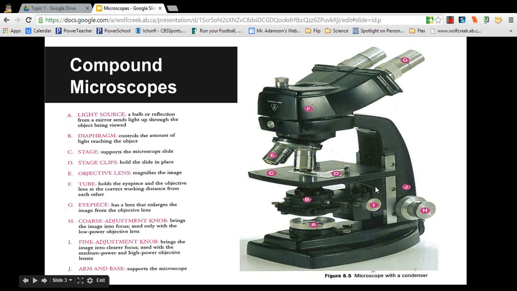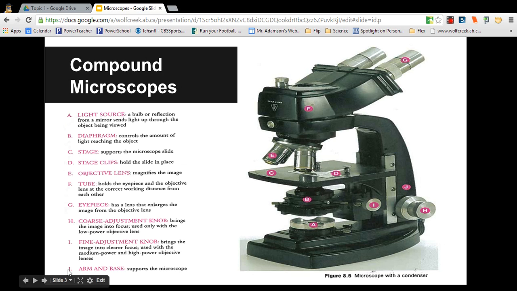Now you only want to use the coarse adjustment when you're on the low power objective lens. If you use it on the medium or high power, lots of times you'll bring the stage up too high and you'll crack what you're looking at. So if you have a slide right there, you'll probably crack the slide because it's going to push against it. I, right here, is the fine adjustment knob, which brings the image into clear focus. It's used with medium power and high power objective lenses because it only moves slightly.